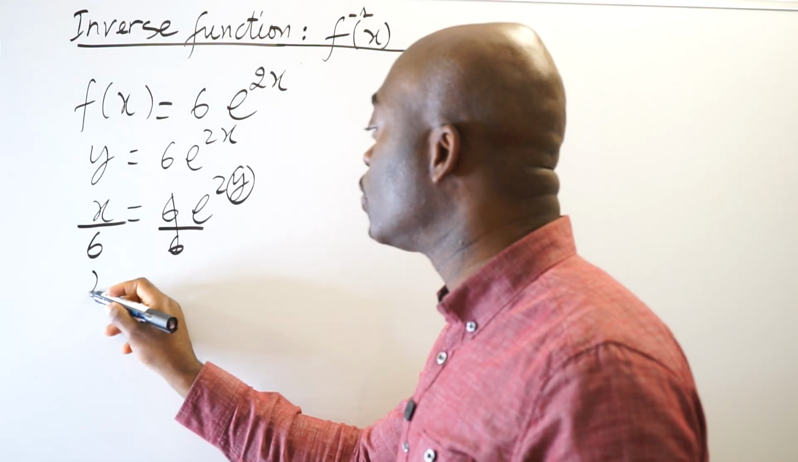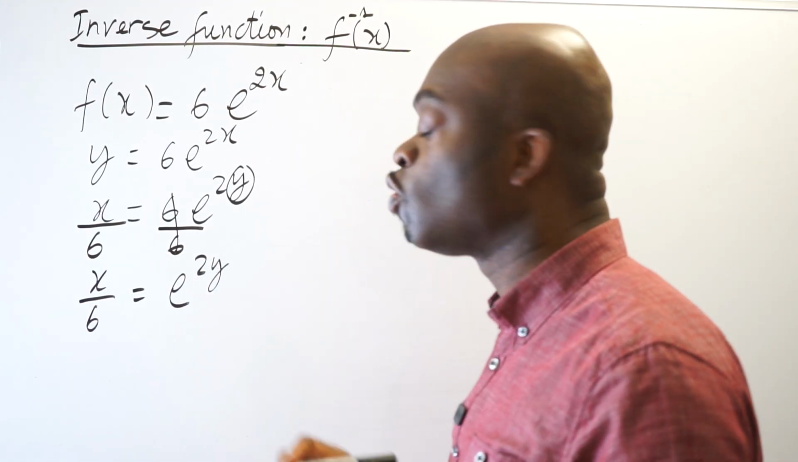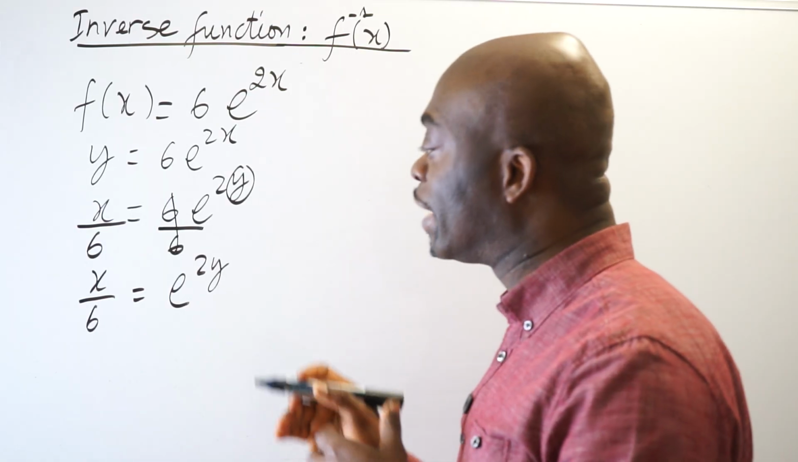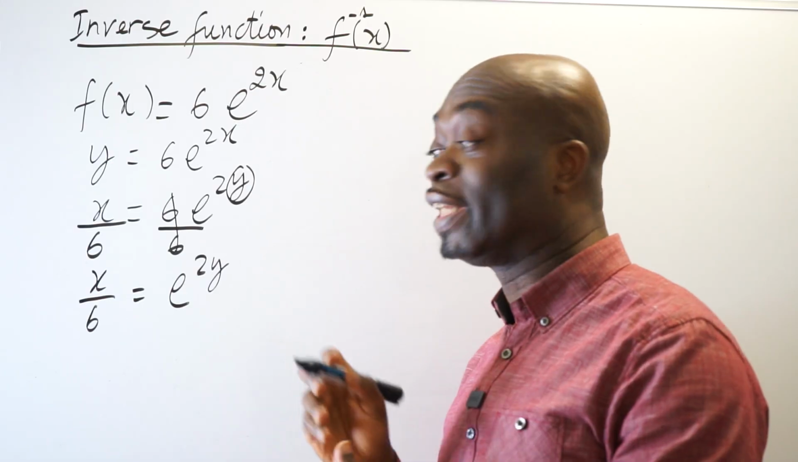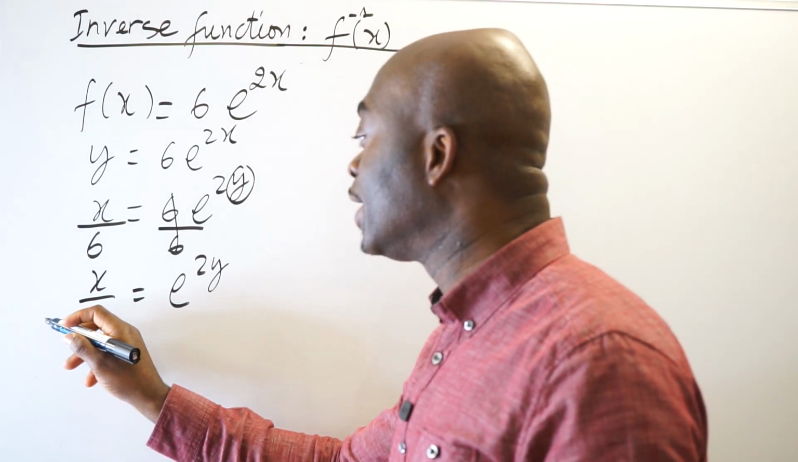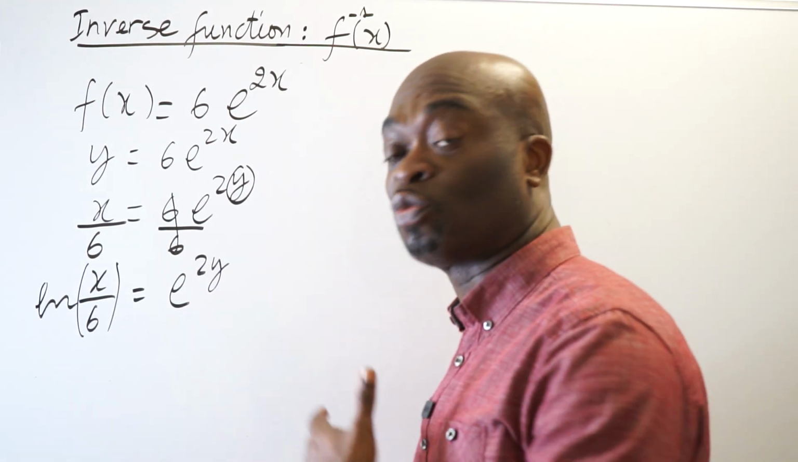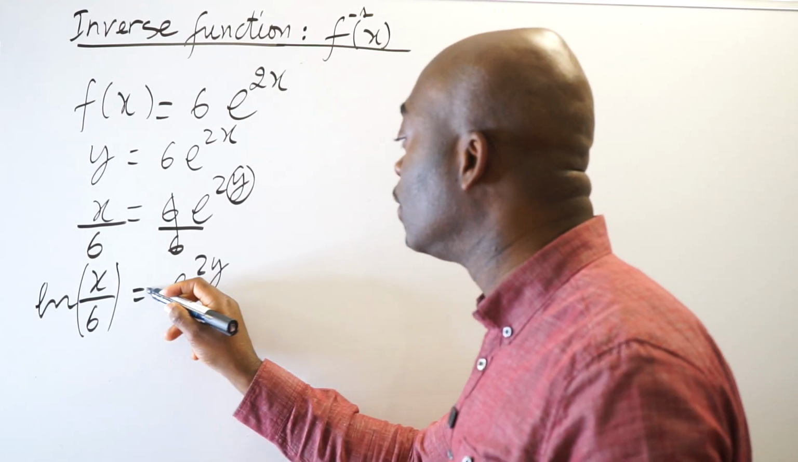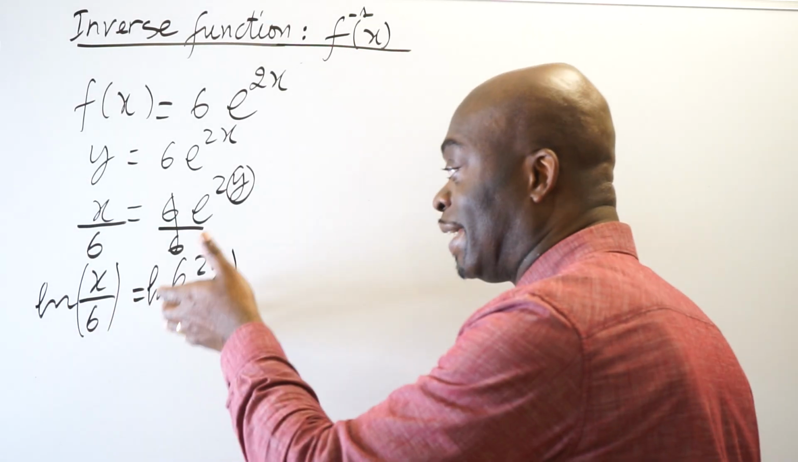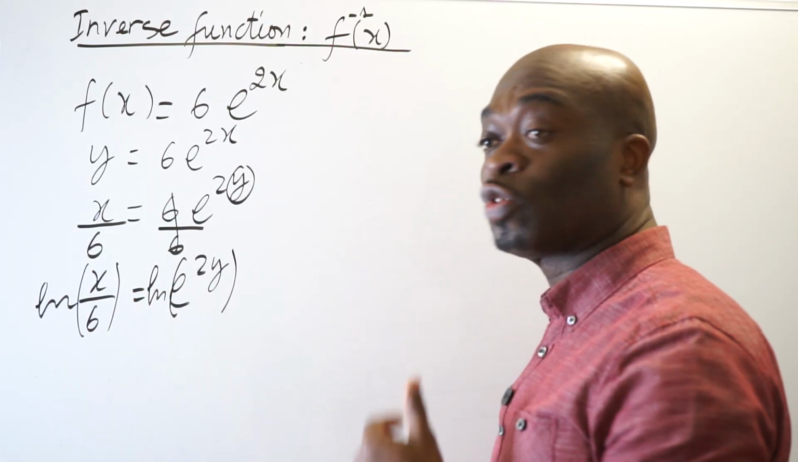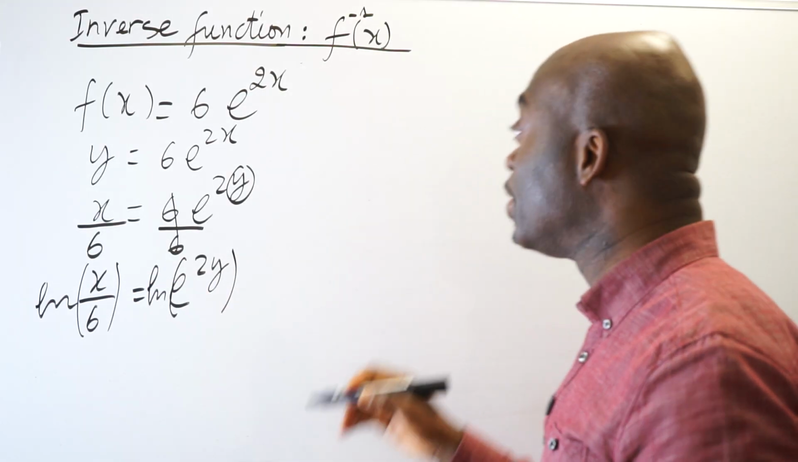All right, so once we do that, we have x over 6 equals what? e to the 2y. As we get this, now, as we said, we can use the ln function to eliminate the exponential. That means we're going to have ln of x over 6, and whatever we do on the left side, we do just the same thing on the right side. So ln and then ln. All right, so once we do that, here we're going to have to do some breaking down.